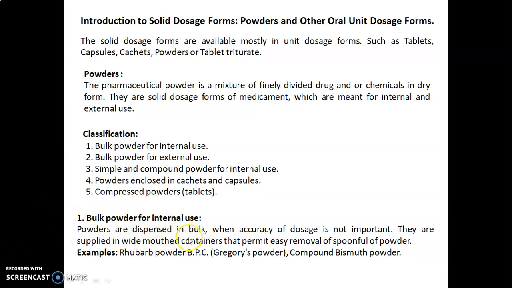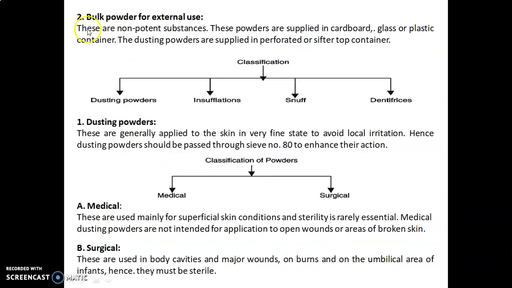Powders are dispensed in bulk when accuracy of dosage is not important. They are supplied in a wide mouth container that permits the easy removal of a spoonful of powder. Examples of bulk powder for internal use are rhubarb powder, BPC, that is known as Gregory's powder, and compound bismuth powder. Second one, that is bulk powder for external use. These are non-potent substances.